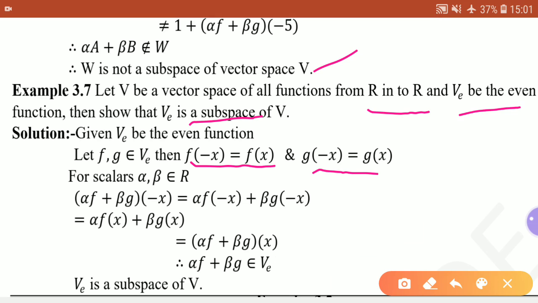Now for any two scalars alpha, beta belonging to R, consider this combination. Determine its value at minus x, and show that its value equals its value at x, then only it will be a subspace. So after operating this on minus x, we'll get this. Again these two are equal from the given condition, so it will be equal to alpha f of x plus beta g of x. So after taking x common again, we'll get this. This will imply alpha f plus beta g also belongs to VE. Hence by definition VE forms a subspace of V.